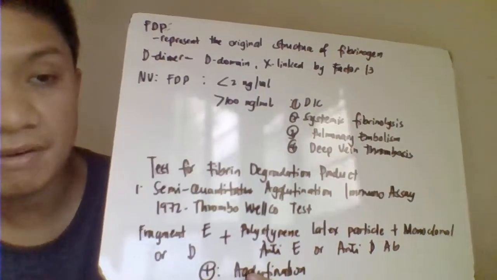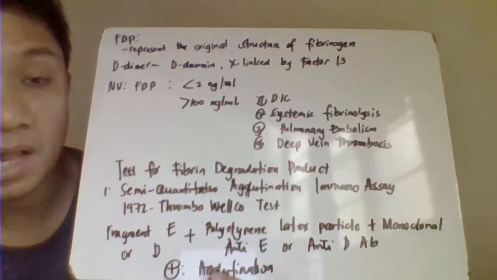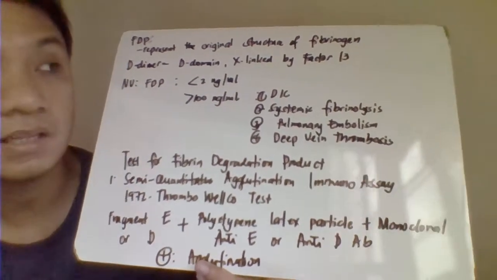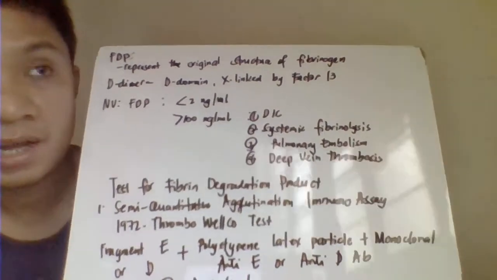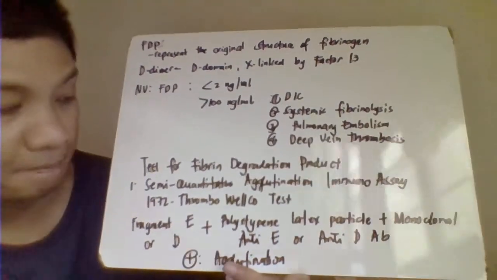So the normal value for the fibrin degradation products is less than 2 nanogram per ml. But if you have more than 200 nanogram per ml, that would signify DIC, systemic fibrinolysis, deep vein thrombosis, and also pulmonary embolism.